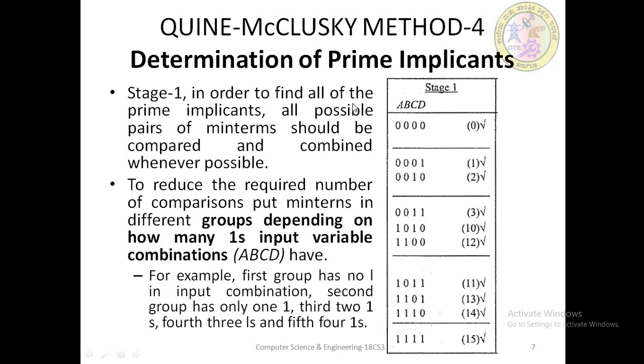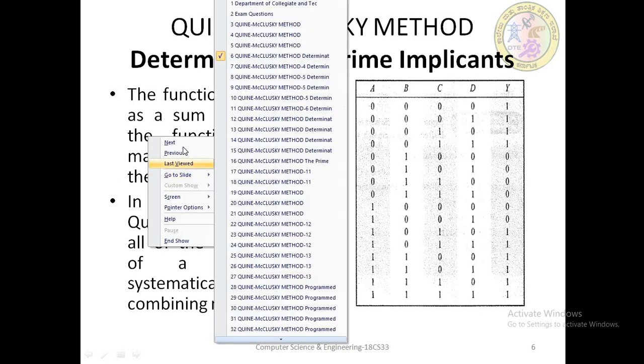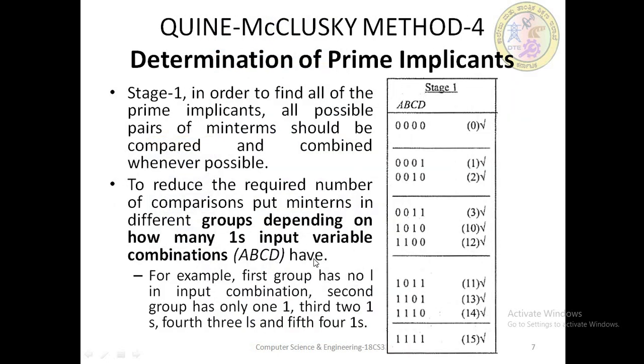Okay, stage one. In order to find all of the possible inputs, all possible pairs of minterms should be compared and combined whenever possible. To reduce the required number of comparisons, put minterms in different groups depending on how many ones are in the input combinations ABCD.